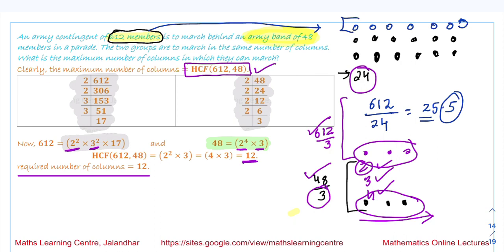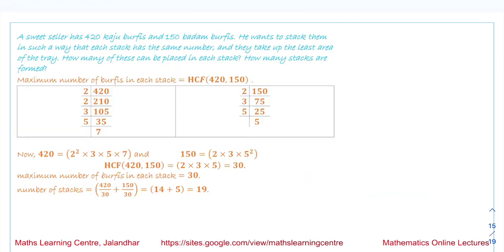Now next is a sweet seller has 420 Kaju Barfis and 150 Badam Barfis. Suppose these are the Kaju Barfis and these are the Badam Barfis that he has. We are saying these are 420 and these are 150. He wants to stack them in such a way that each stack has the same number.